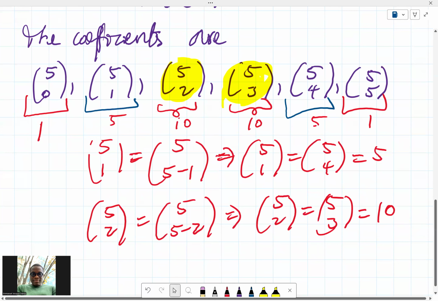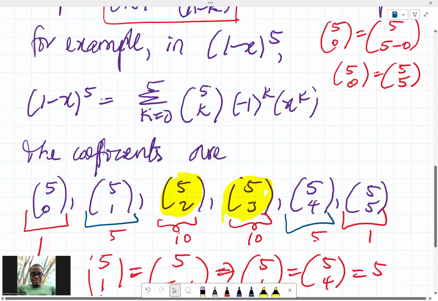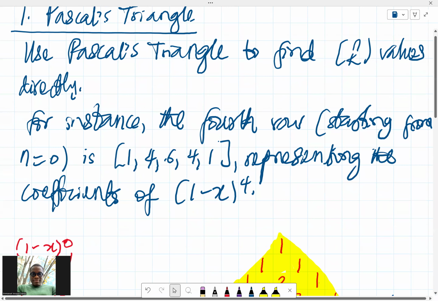So once you get 5 combination 0, you don't have to worry about 5 combination 5, because they are the same. Once you do 5 combination 1, you don't have to worry about 5 combination 4. Once you do 5 combination 2, you don't have to worry about 5 combination 3, because they're basically the same. So you want to take advantage of that fact when you're calculating coefficients like that. So latch on to that symmetry property. That makes your work very fast, so you can move on.